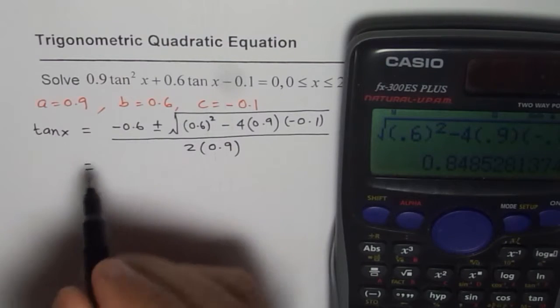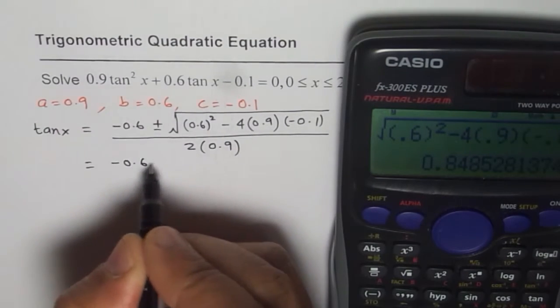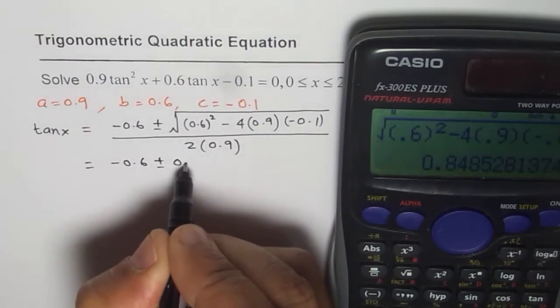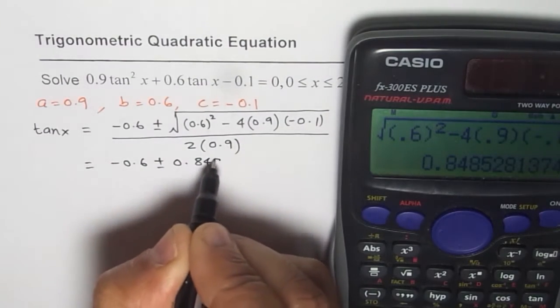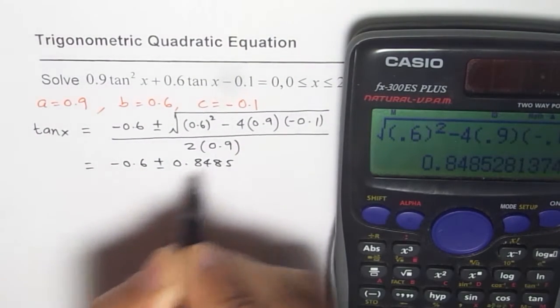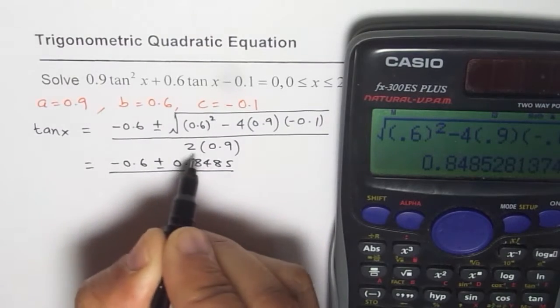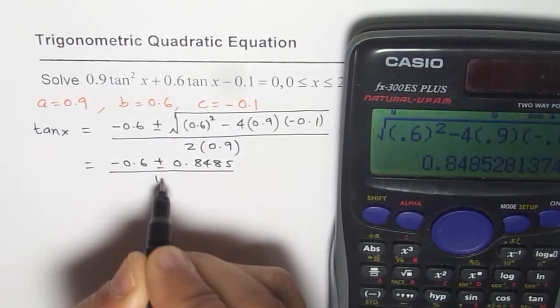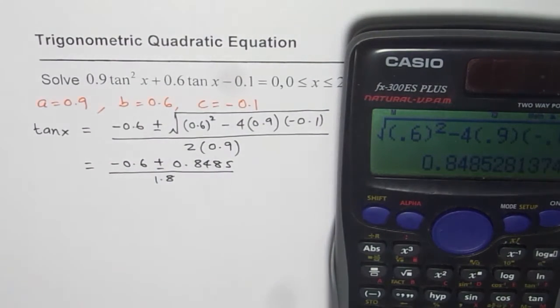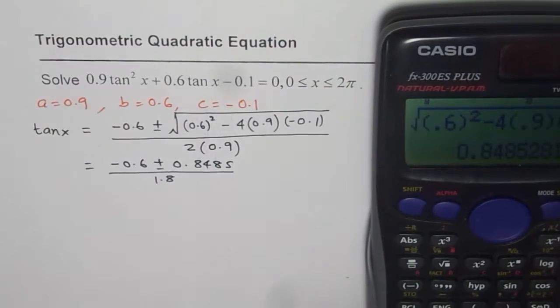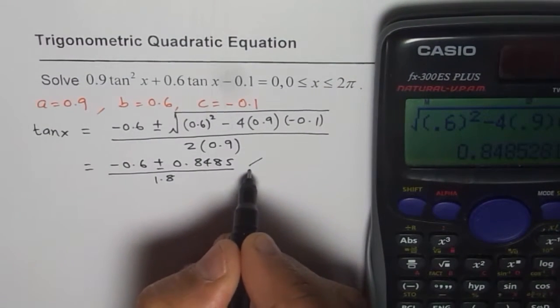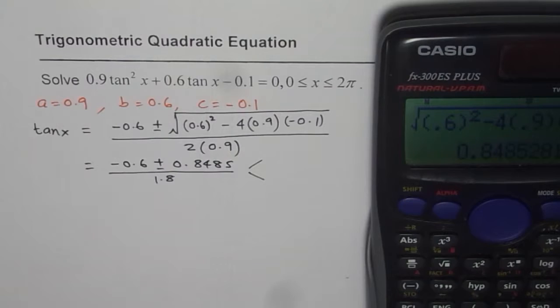Let's use decimals. So we have minus 0.6 plus minus 0.8485. Let's use 4 decimal places, divided by 2 times 0.9 is 1.8. Correct? So that gives us two possible solutions. Always you could get two possible solutions.